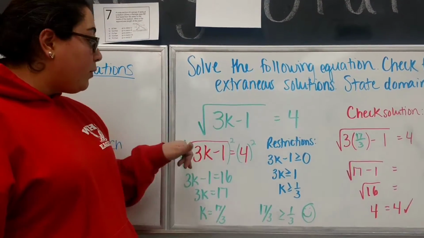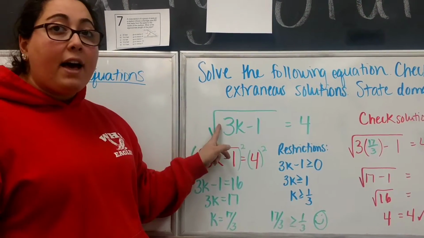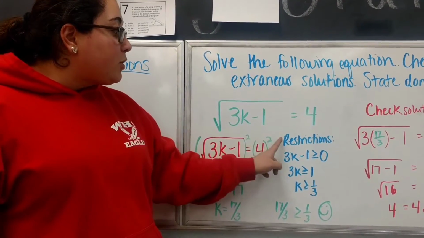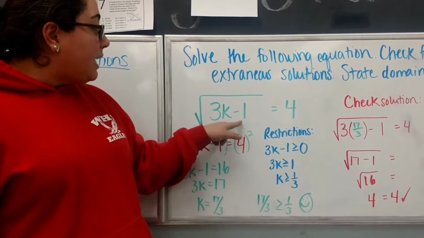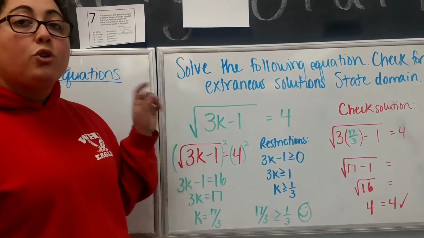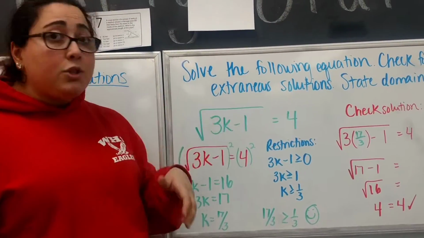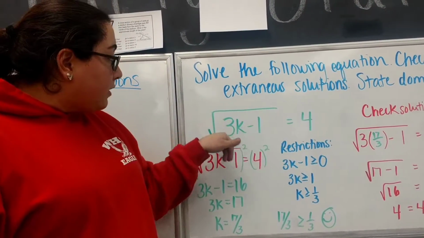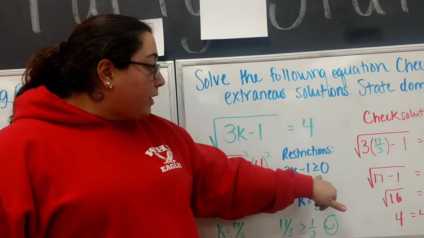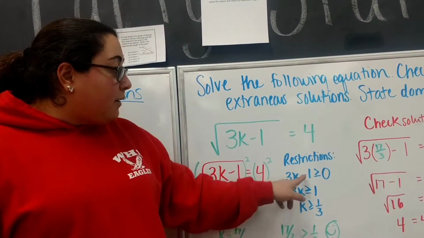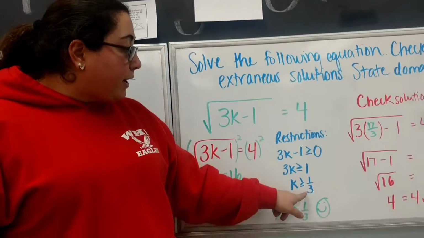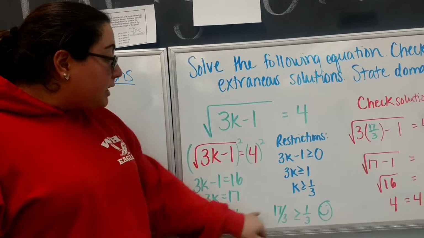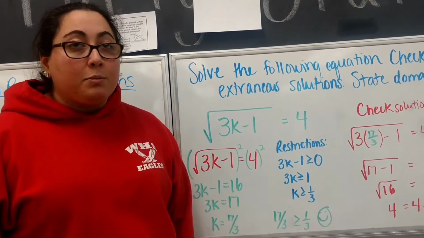However, because it's a square root, you have to be super careful that you don't have a negative value underneath the radical. So in order to help us with this, we need to talk about our restrictions. Your restrictions are setting whatever is underneath the radical greater than or equal to 0. And we're going to do this to find the domain. The domain is essentially your restrictions. So this expression, 3k minus 1 greater than or equal to 0, is then solved. So you add 1, divide by 3. So k has to be greater than or equal to 1/3. Our answer of 17/3 is greater than 1/3, so we're good to go.